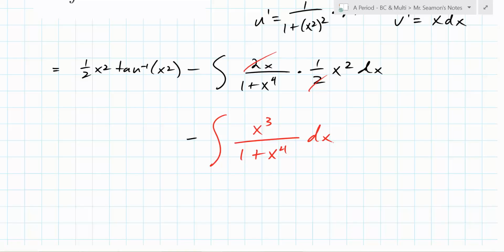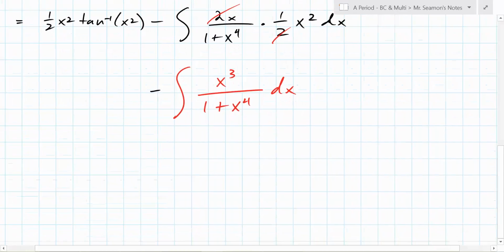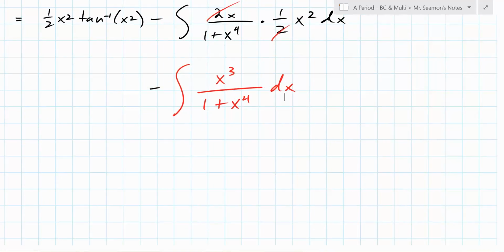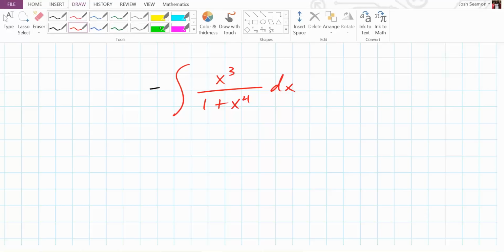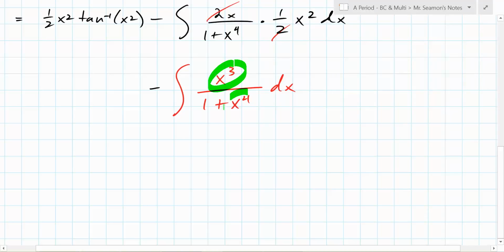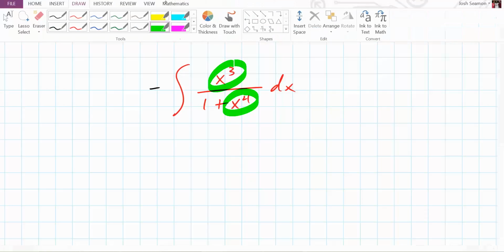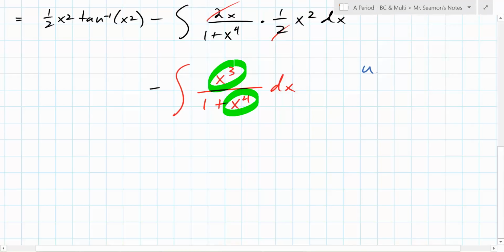Now, at this point, what do you see? You can just use plain old u substitution. Why? What's the trigger, Nate, that tells you can use u substitution? The 4 is going to go down to 3. Yeah, you see that the difference in powers is 1. So what is u? Let's say u in this case is going to be 1 plus x to the 4th. What's du going to be? 4x cubed dx.